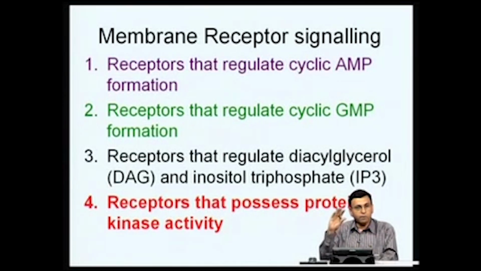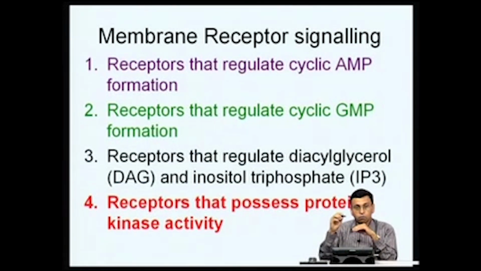So, basically we have discussed so far 3 different classes of G protein coupled receptors. In one case, the activation of this G protein results in the synthesis of cyclic AMP, in another case it results in the synthesis of cyclic GMP, and in one more case it results in the synthesis of 2 important second messengers, namely diacylglycerol and inositol triphosphate.